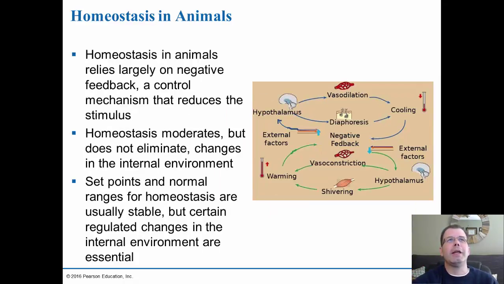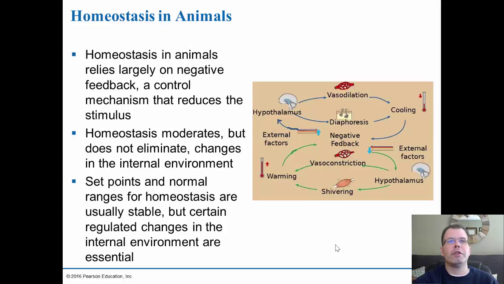Okay, now again, it relies largely on negative feedback, a control mechanism that reduces the stimulus, and again, homeostasis moderates but does not eliminate changes in the internal environment. And so again, it tries to maintain it, but obviously any external factors can have an effect. And then again, we try to maintain that, and again, keeping those set points. And so that's always a thing.